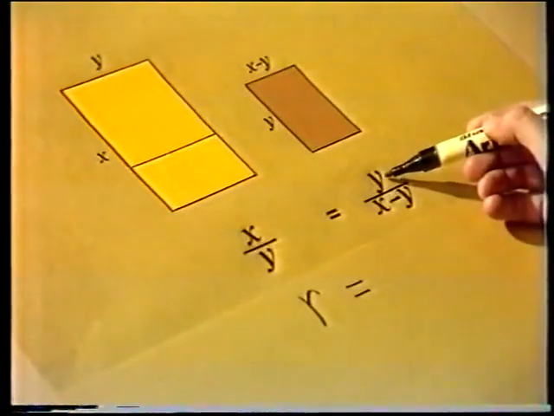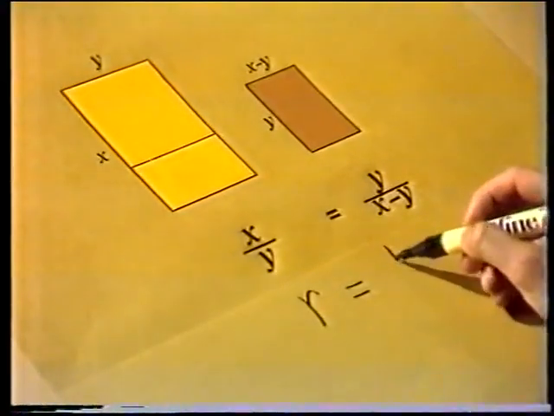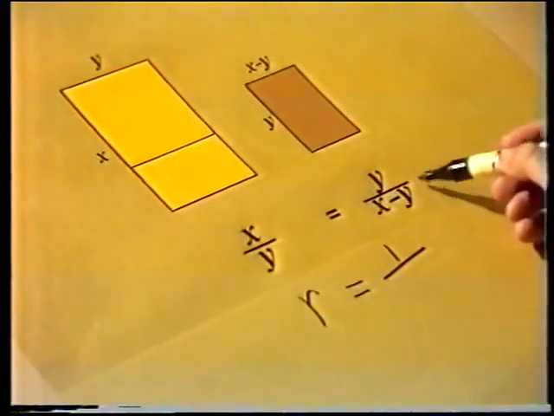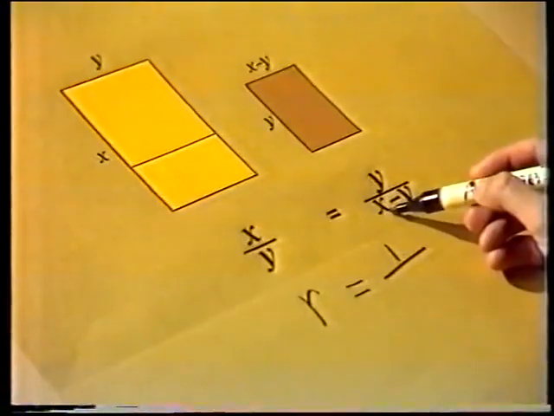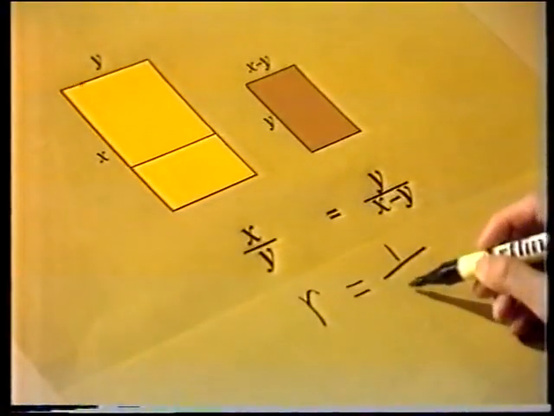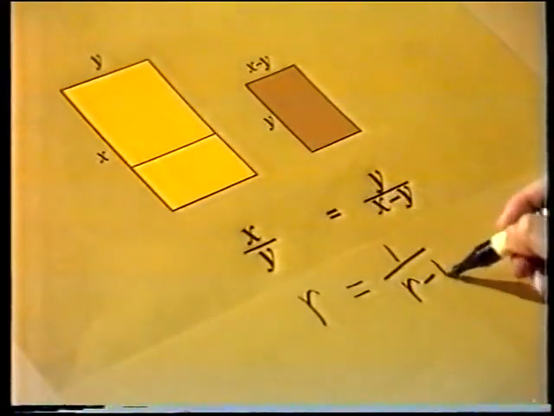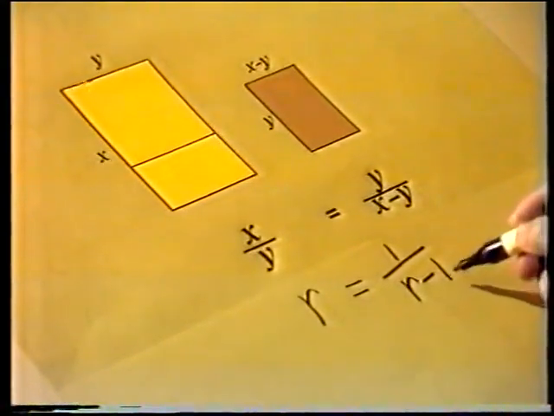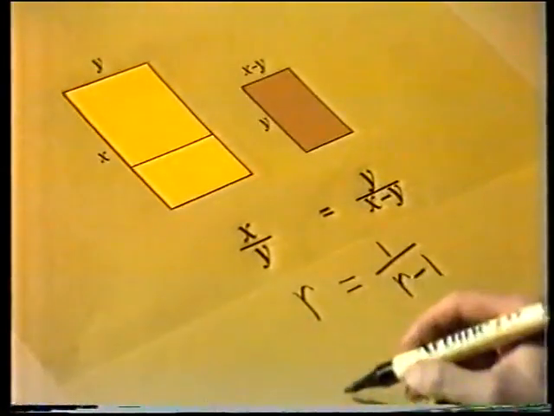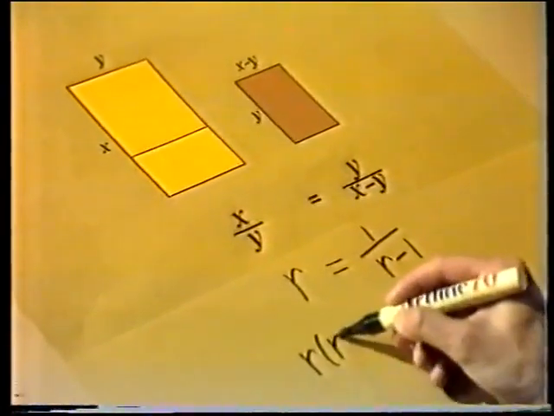Well, the top, y divided by y, is just 1. And on the bottom, I have x divided by y. But that's just r, minus y divided by y, which is 1. I want to work on this equation. Bring it over here, and I have r into r minus 1.